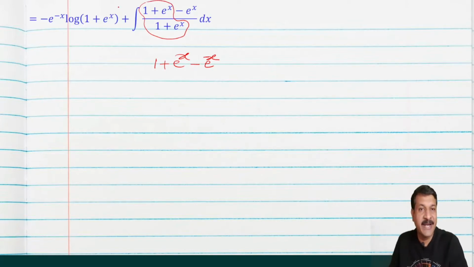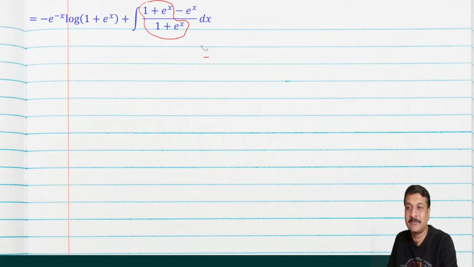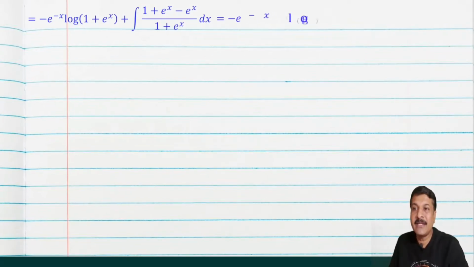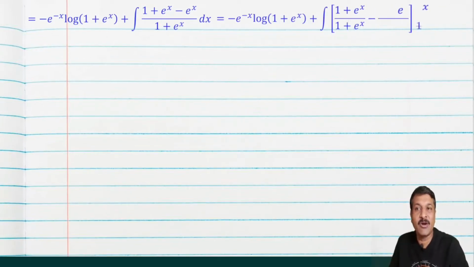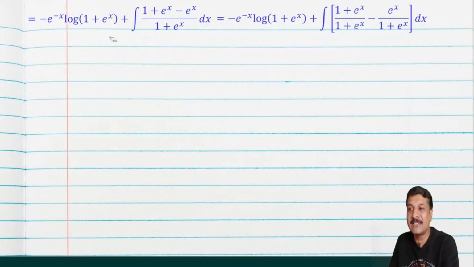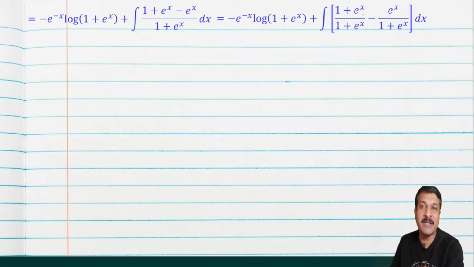If we separate it, this divided by this, it is 1 minus e raised to x upon 1 plus e raised to x. So what I am getting? So I am getting here minus e raised to minus x log of 1 plus e raised to x, this as it is, and here separate it. It means that 1 plus e raised to x upon 1 plus e raised to x, it is nothing but 1 minus e raised to x upon 1 plus e raised to x.